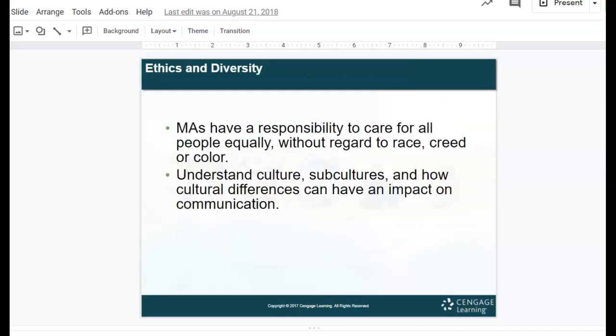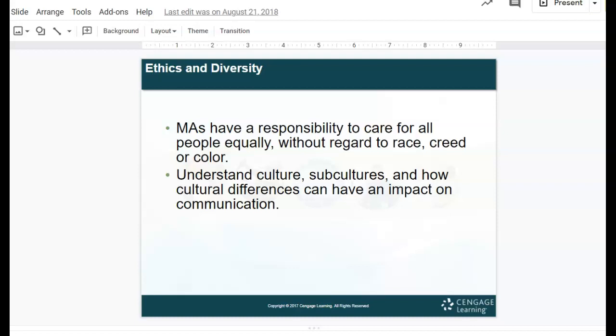So let's talk about diversity. So medical assistants have responsibility to care for everyone. It doesn't matter what color, what race, what ethnicity, what creed, what religious preference, etc. It doesn't matter what culture. We as medical assistants have to take an oath too, just like physicians and nurses, and we have to take care of everyone no matter what they look like or what they believe. And it's our responsibility to accommodate them, not for them to accommodate us.